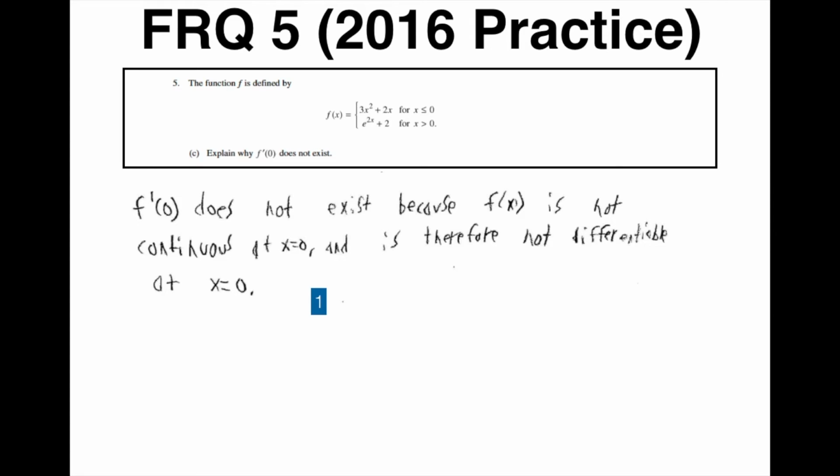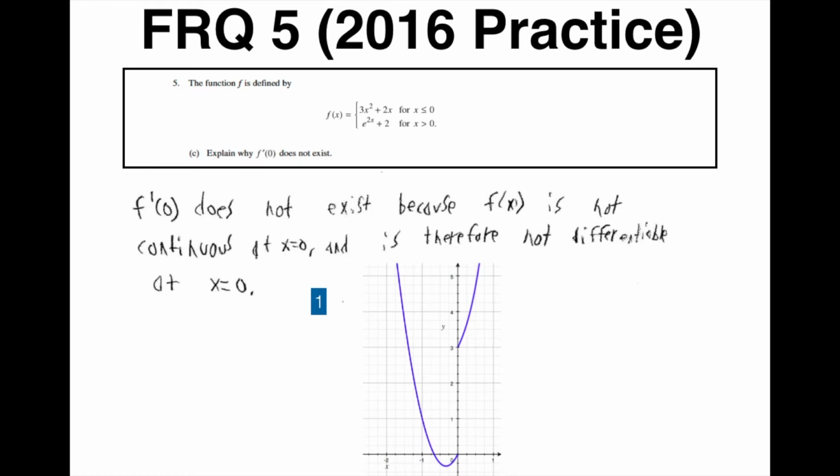That was 1 point. And now I think it's time to have a look at the graph. This is not a calculator active exercise, but now we've answered several questions and it's worth maybe having a look at what the graph looks like. So this is the graph, and we saw in question A that the limit as x approaches 0 from the left is 0, and the limit of f of x as x approaches 0 from the right is 3.